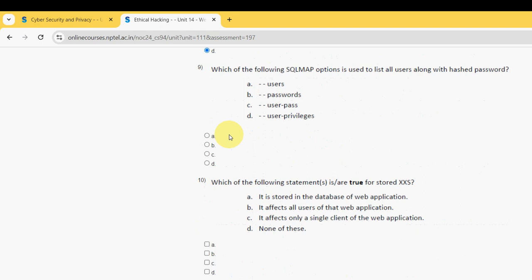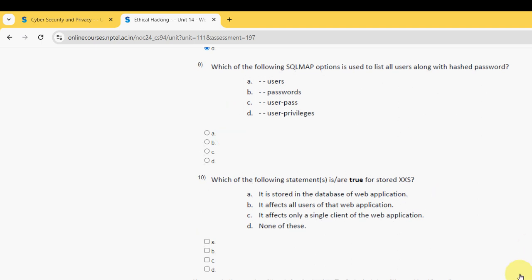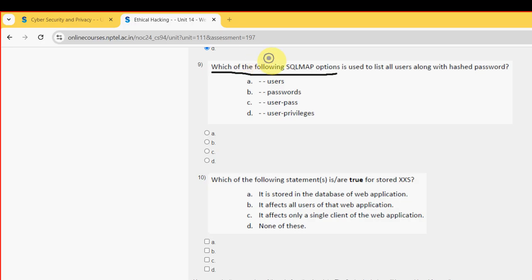Next, ninth question. Which of the following SQL MAP options is used to list all users along with the hashed password? For ninth question, the probable answer is once again option A, users.